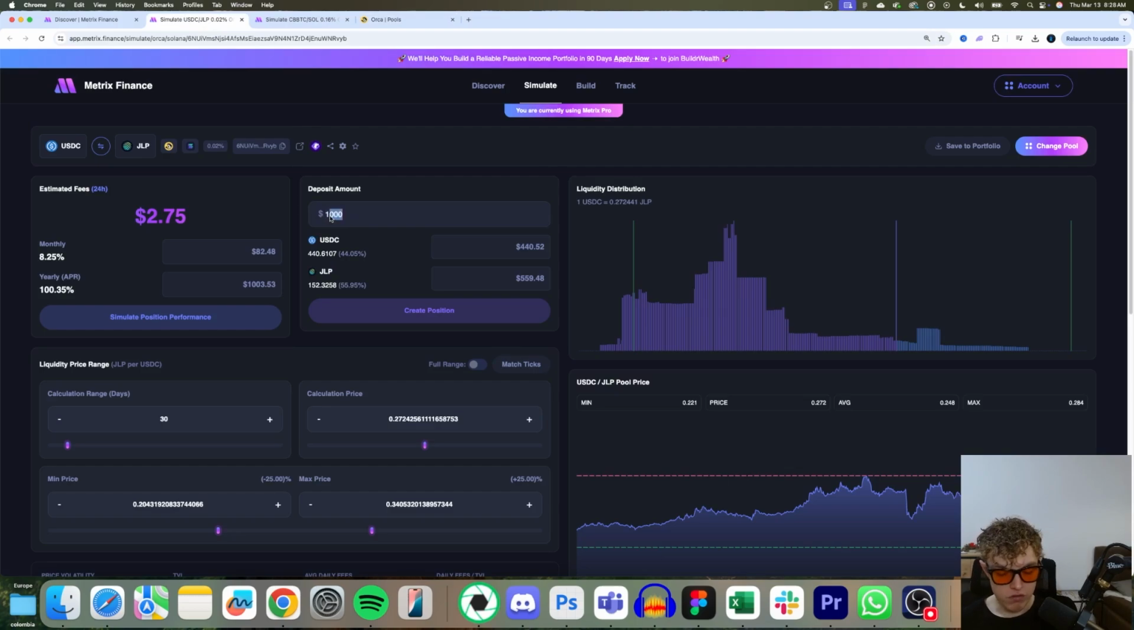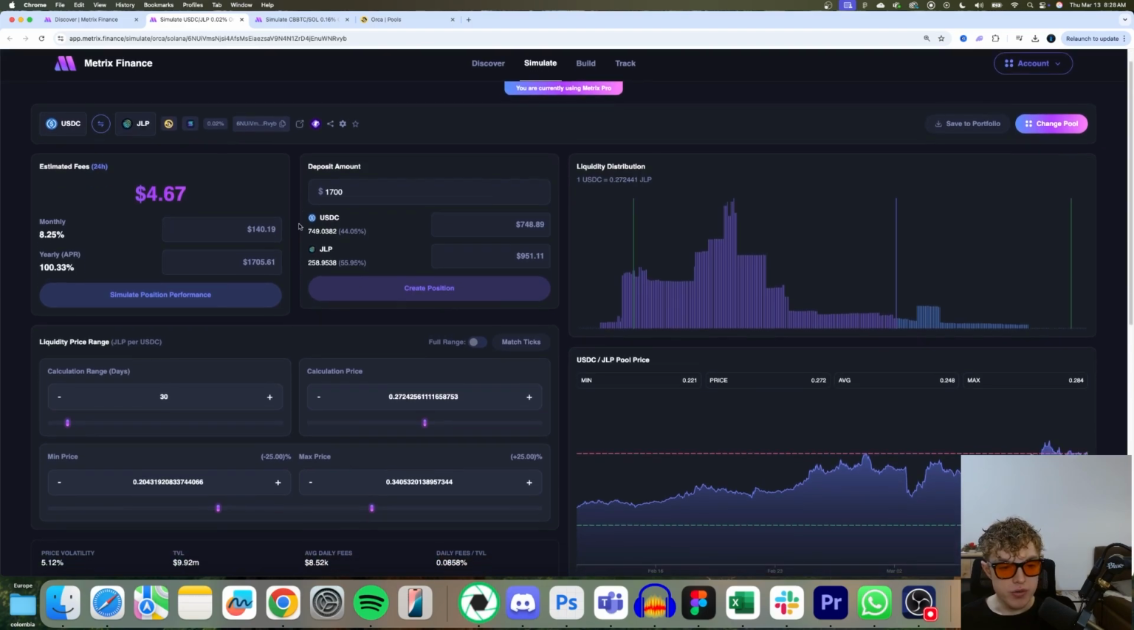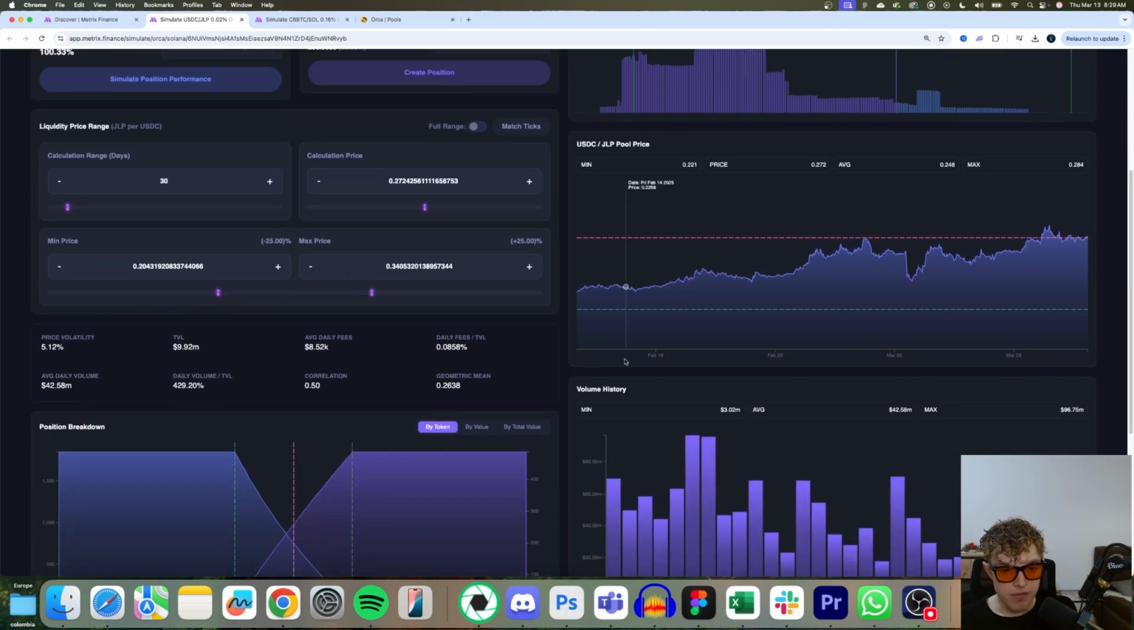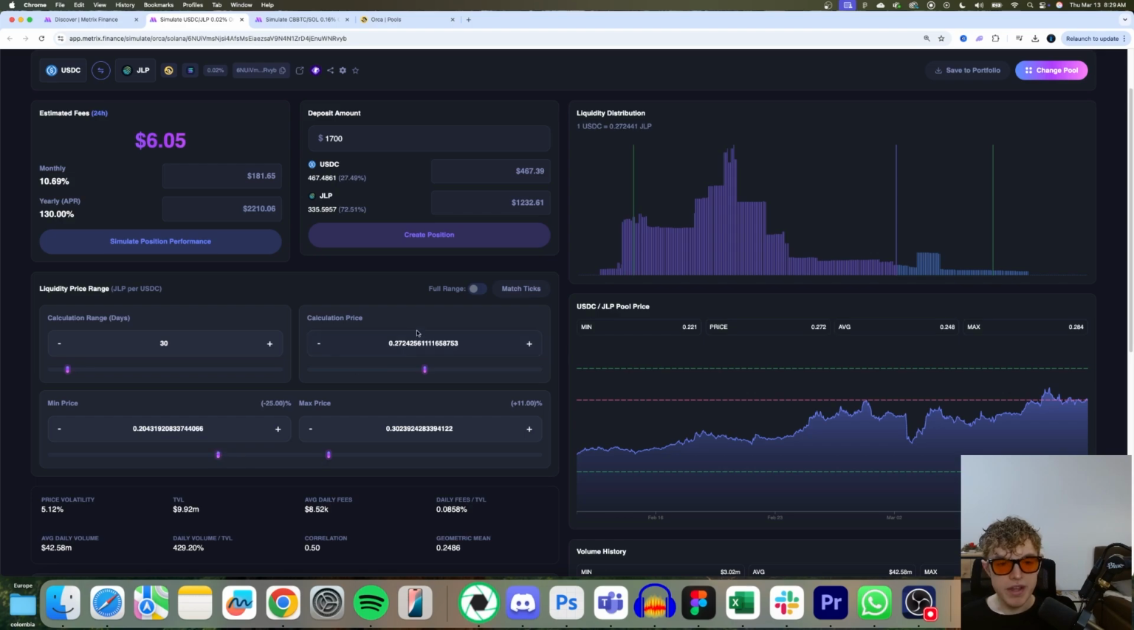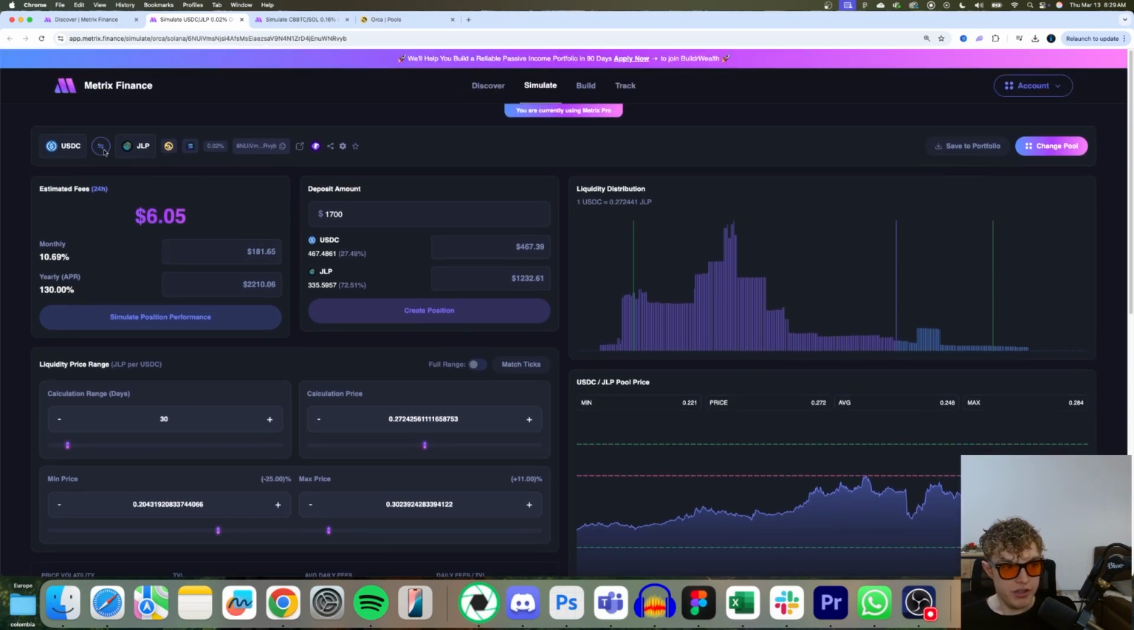I don't think I'd be as comfortable deploying into this pool as I would into another one like Solana to USDC, or Bitcoin to Solana. So let's take a look at this. It looks interesting, but I don't think I'd be as comfortable deploying into this pool as I would into, for example, the Coinbase Bitcoin to Solana or Solana to USDC.